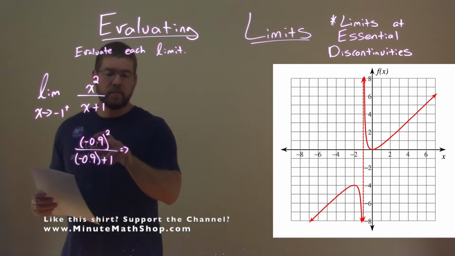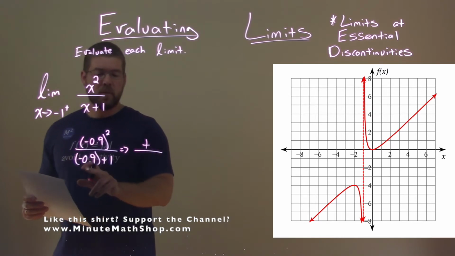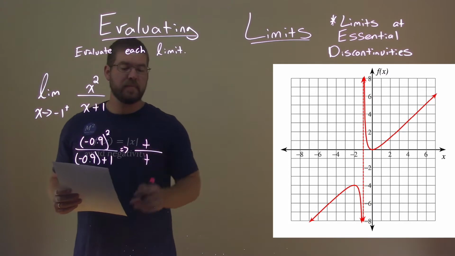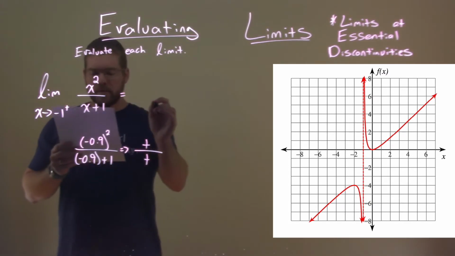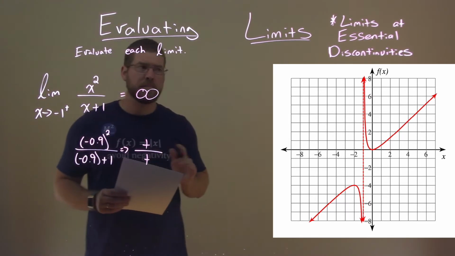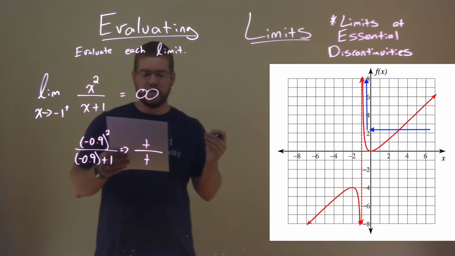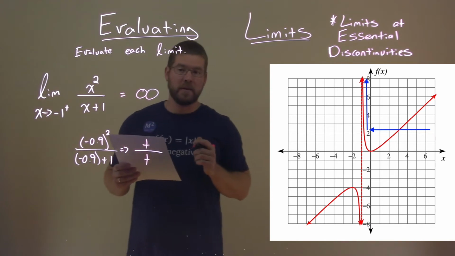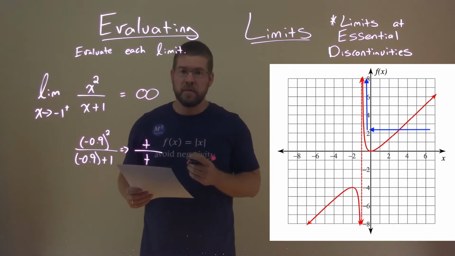So negative 0.9 squared is positive. Negative 0.9 plus 1 is going to be a positive number. So since we have a positive over a positive, we would say that this limit is approaching positive infinity. And we can see that again in our graph. As we approach negative 1 from the right, our graph goes up to positive infinity. So again, our final answer for this limit is positive infinity.